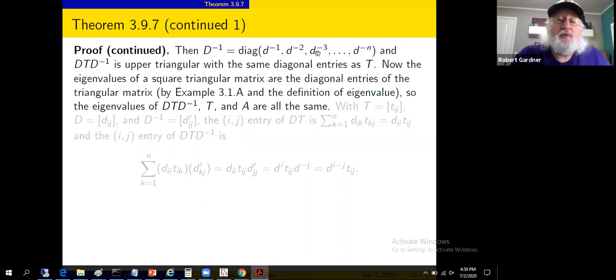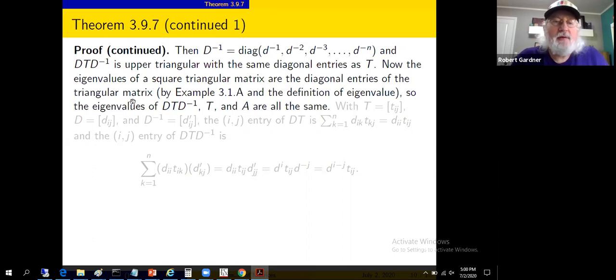So if I look at the 3, 3 entry in the matrix product, it will involve a d cubed here, d to the negative 3 here, and a t sub 3, 3 there. Yeah, the reciprocal nature in which we've chosen the d's and the d inverses, we lose those. Diagonal entries are going to be the same as the entries of matrix T. The eigenvalues of a triangular matrix are the diagonal entries of that triangular matrix.